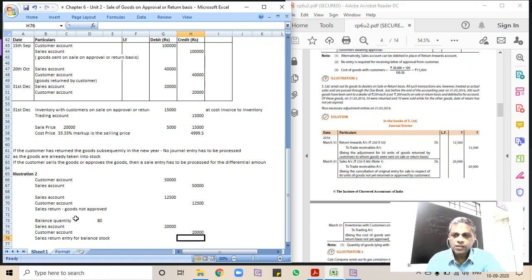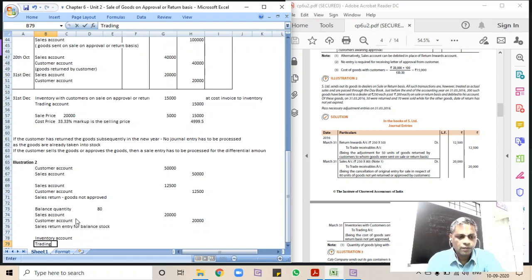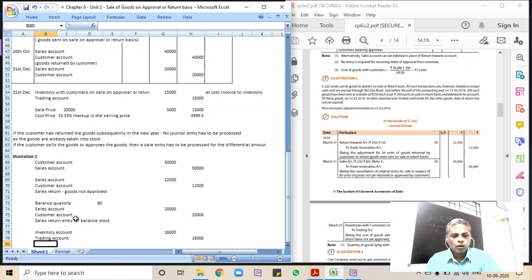Then the next entry that has to be processed is taking it to the inventory account. Balance 80 has to be taken into inventory account. Inventory account debit to trading account. So we are inventorizing these 80 goods. 80 goods inventory is at cost price. So 80 into 200, that is 16,000 rupees, has to be taken to inventory account. Hope this is clear, right?